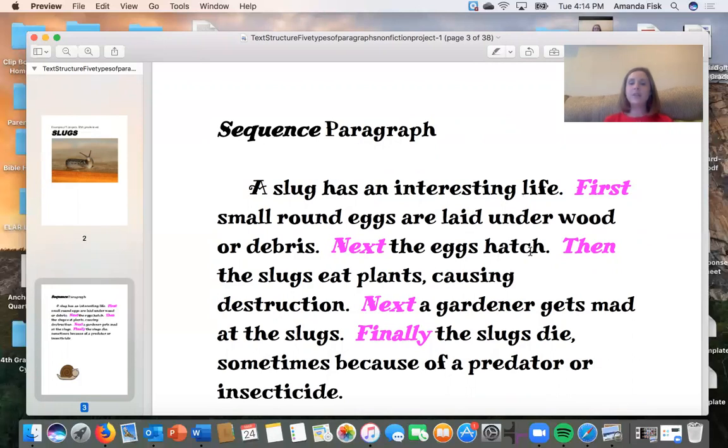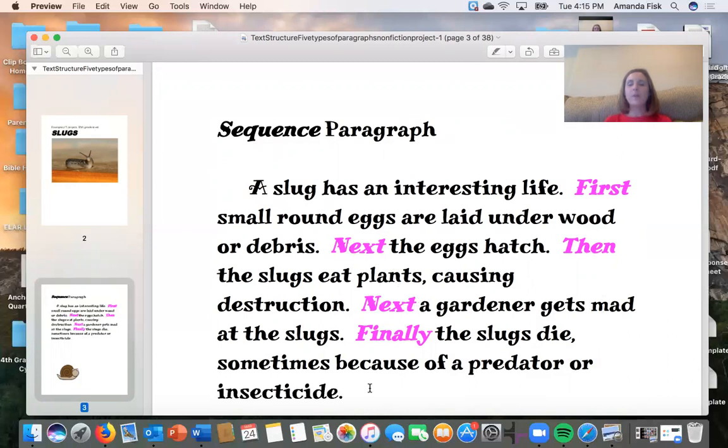So this is the sequence paragraph. Basically, like I said, they chose the life cycle, and they used words in purple to show you that things are going in order, and that is how you show sequence, by using these types of words. I don't like that they used "next" twice. So in the packet that I send to you, I will provide you with better words to use so that you don't make this same mistake. Nevertheless, they talked about the life cycle in order, and that's the most important part.